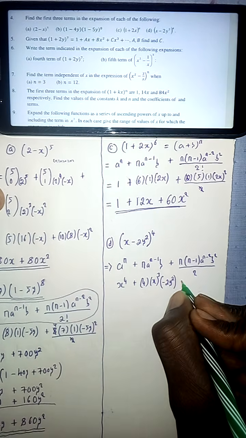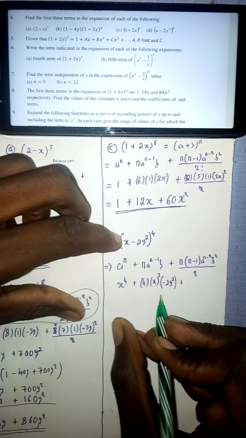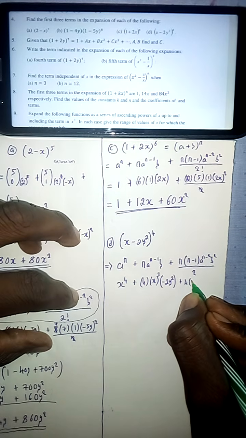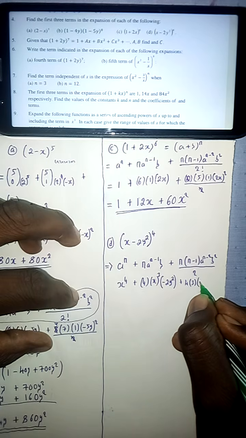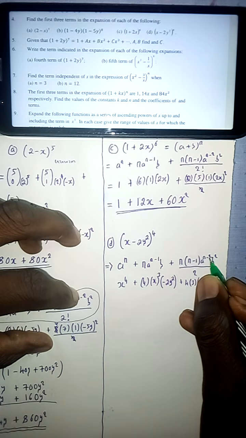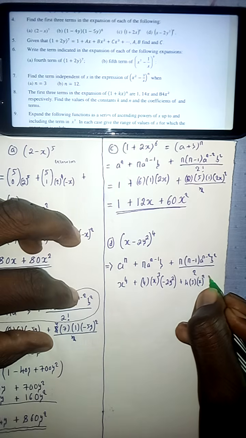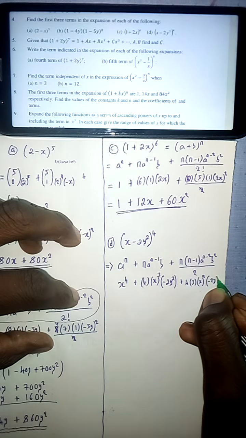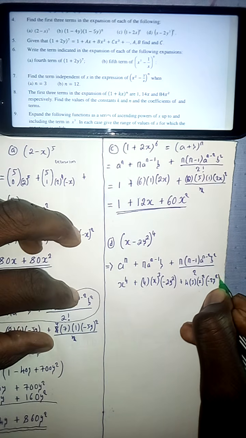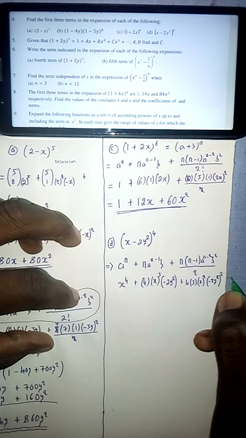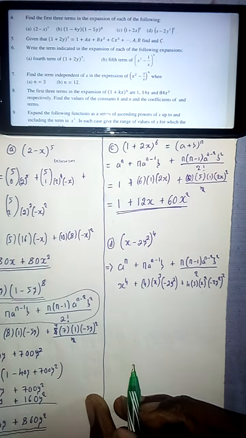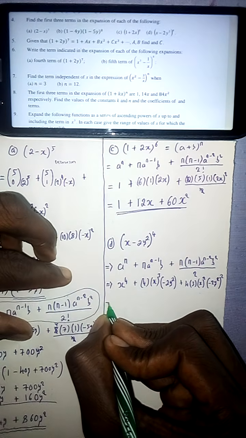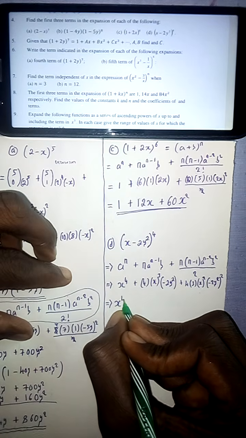Then plus this part. What is our n? Our n is 4. N minus 1, which is 4 minus 1, 3. Our a is x. N minus 2, 4 minus 2, 2. What is our b? Our b is negative 2y squared, raised to the power 2, guys. So x power 4.